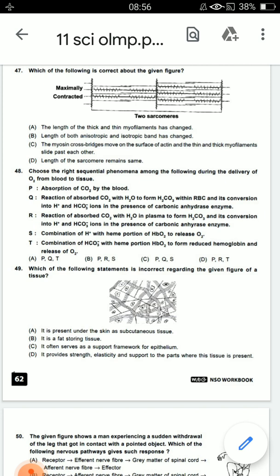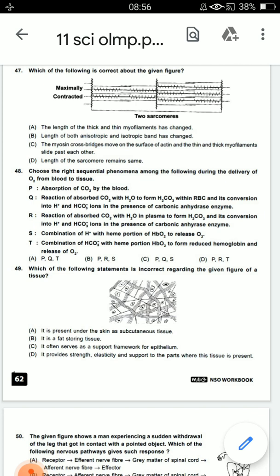You can see the figure here. Which of the following statements is correct regarding the given figure of the tissue? Option A: it is present under the skin as a subcutaneous tissue. B: it is a fat storing tissue.